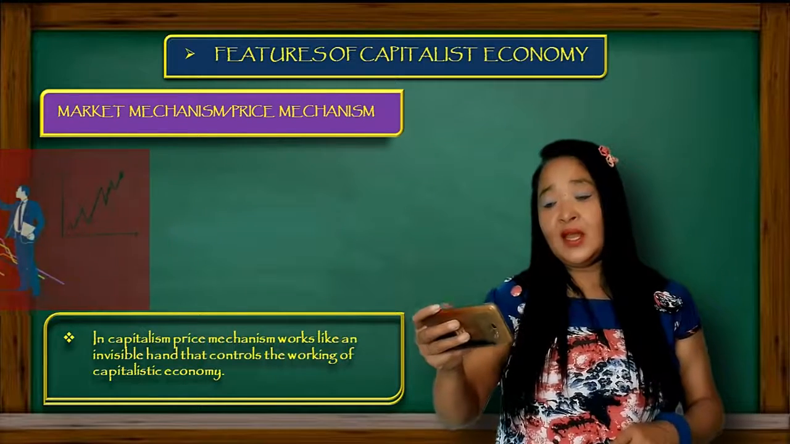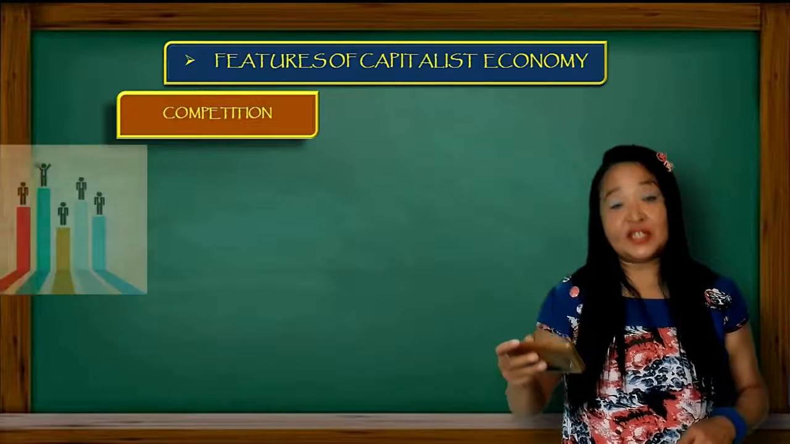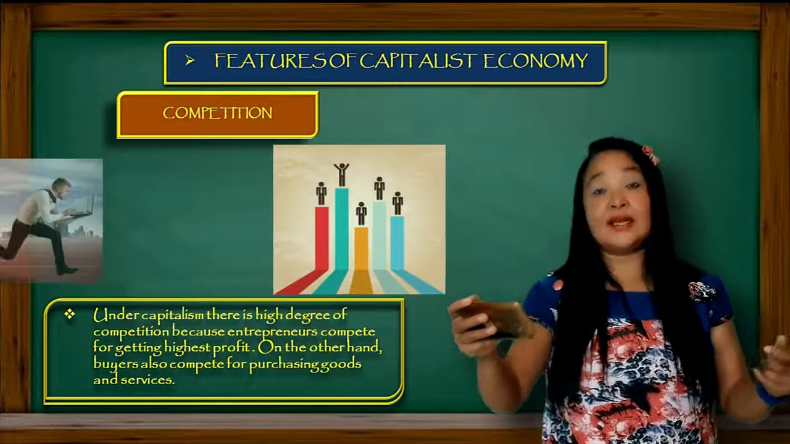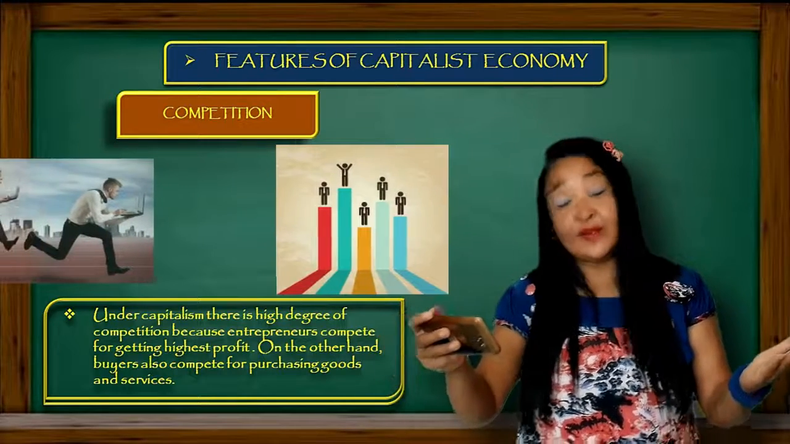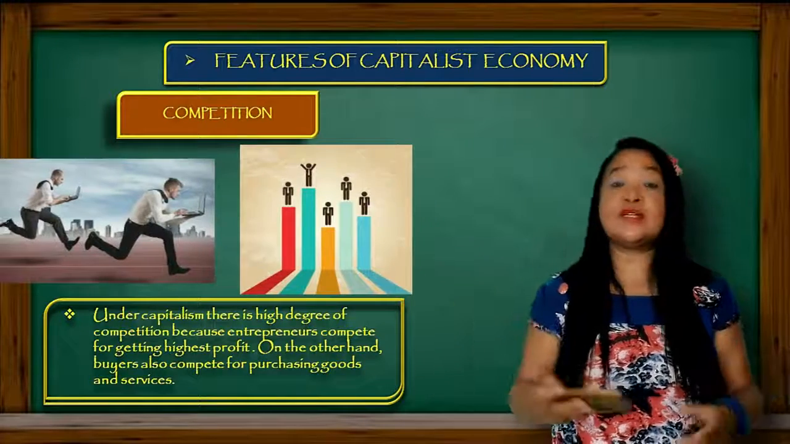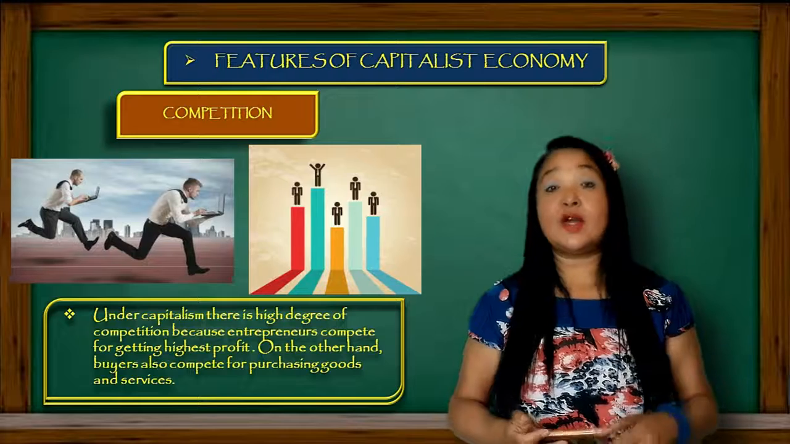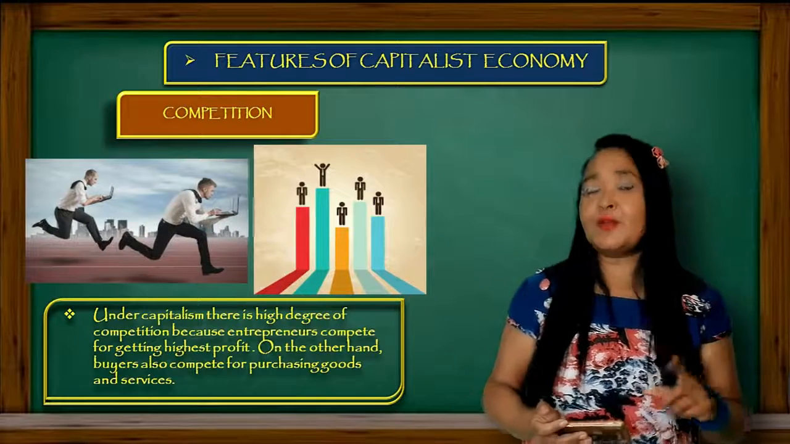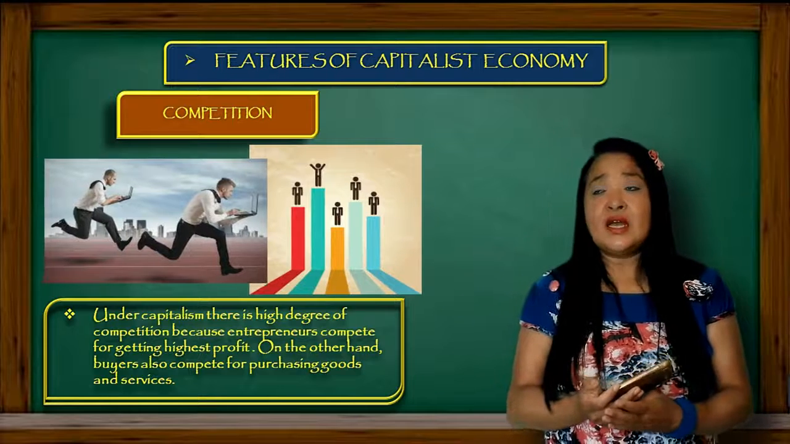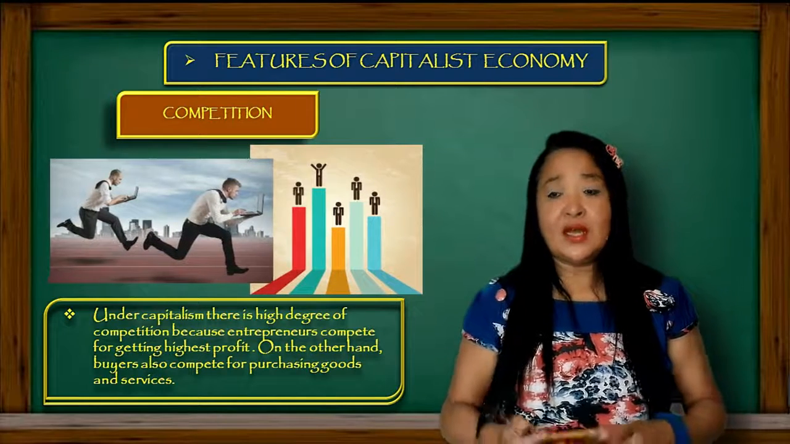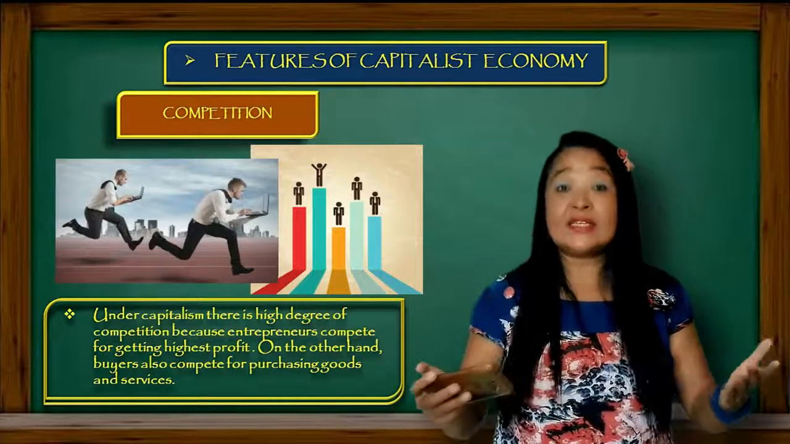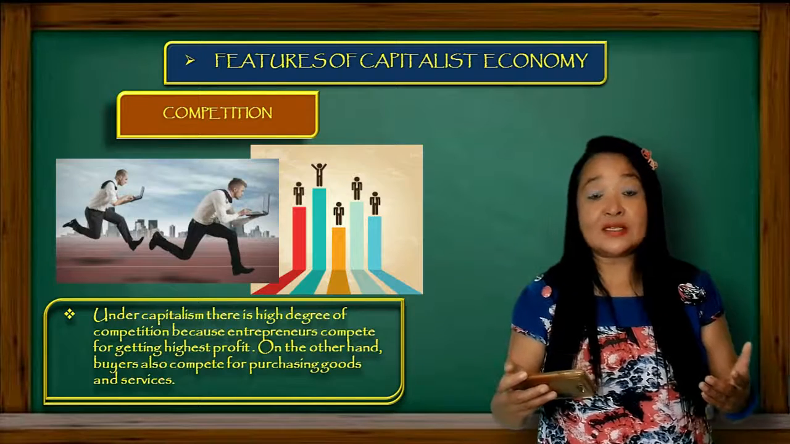Well, the next point is competition. Under capitalism, there is a high degree of competition because entrepreneurs compete for getting the highest profit. On the other hand, buyers also compete for purchasing goods and services. Now, what does this mean then? Competition is one of the very important features of capitalistic economy. There is a high degree of competition in capitalism, in the sense that there is a healthy competition in the capitalistic economy.